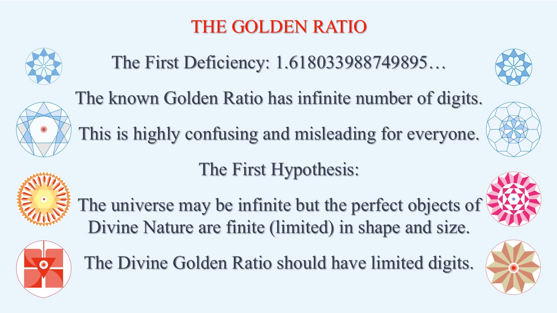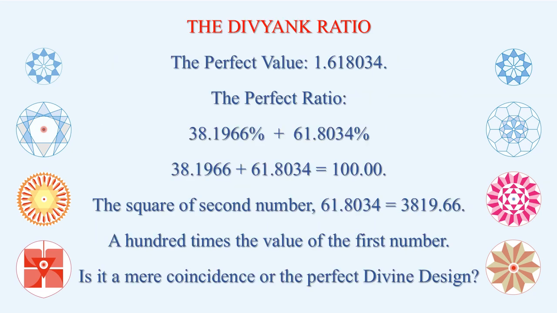Now, from a mathematician's point of view, this is my doubt and my hypothesis. It should have a limited number of digits. Since mathematicians have not resolved that particular issue, I am glad that I am able to bring some light on that particular thing, and the Divyank ratio is my baby, which arises from Divyank. The perfect value is 1.618034. That means 1 into 1.6180 is the ratio.